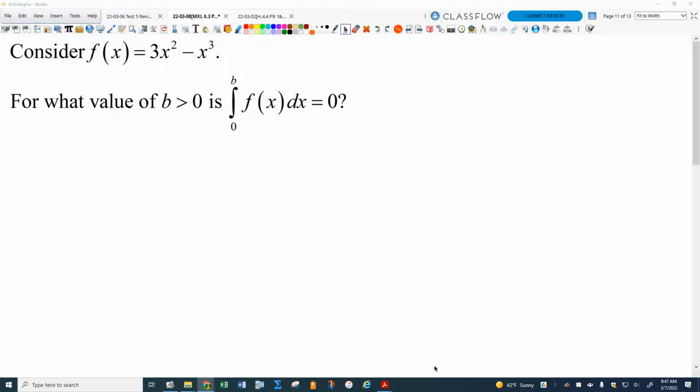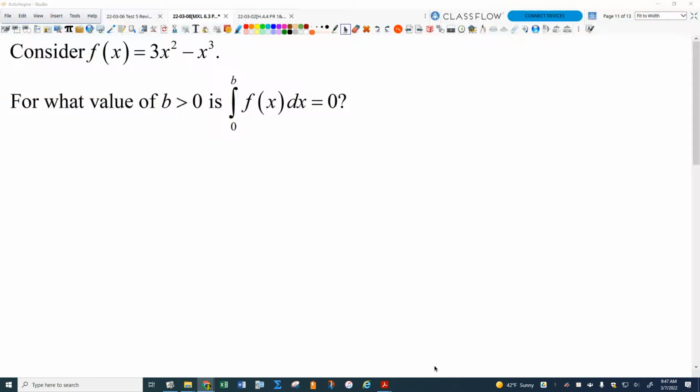This is how it was written in, I can't remember where I got this. I think this was a Sapling problem, and it was written this way. It probably should have been written with a dummy variable there. But sometimes people just don't use a dummy. Sometimes they don't use the t, they just use x for both.